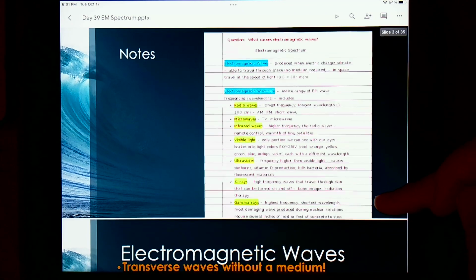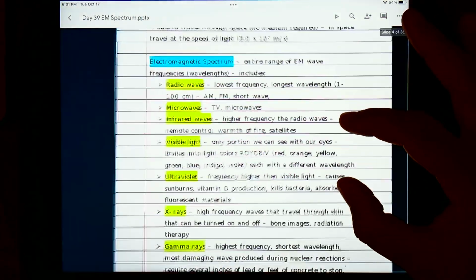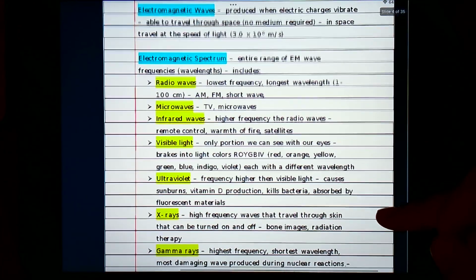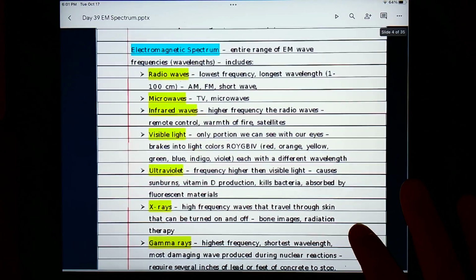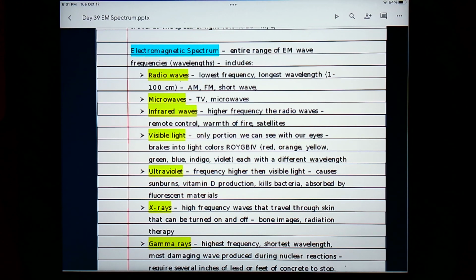So your electromagnetic spectrum. Let's see if I can get this blue up so you can see it. There we go. This spectrum is an entire range of EM waves, which is electromagnetic waves, wave frequencies that go throughout. They range from high frequency to low frequency, or long wavelength to short wavelength, different things like that.